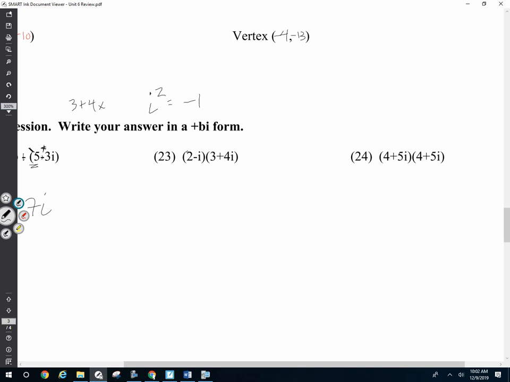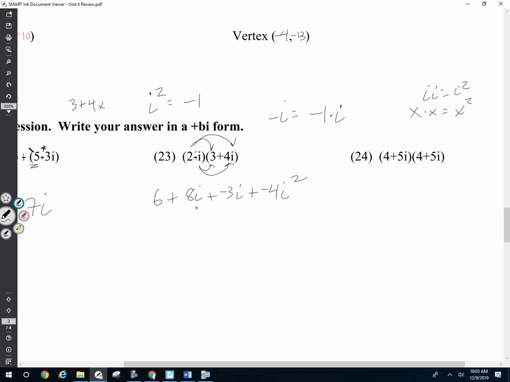We can distribute. Now just do one step at a time. 2 times 3i, I'm going to turn this into a negative i. That's important. 2 times 3, that's 6. 2 times 4i, that's 8i. Negative i times 3 is going to be negative 3i. And negative i times 4i. So you can always think about this negative i as being like negative 1 times i. So you can multiply the negative 1 and the positive 4 to get negative 4. But then i times i, similar to like x times x is x squared, is i squared. So I got negative 4i squared.